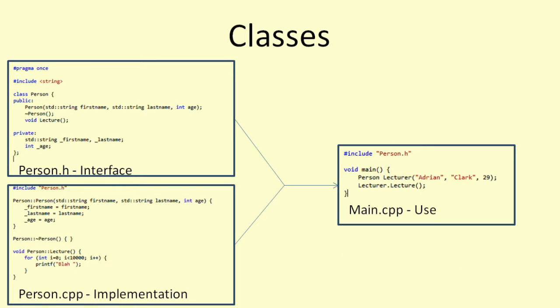What we can actually do is hide the implementation within another file. So here we have person.cpp, and you see up here it includes person.h, so it basically gets the prototype from here, and then we put the implementation here.